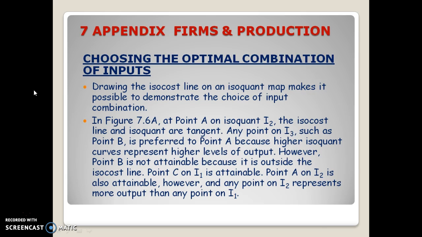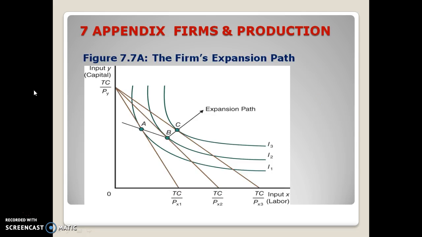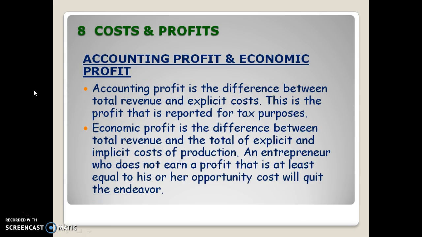Now let's focus our efforts on the cost of production of a firm. When we look at the cost of production with the firm, you'll notice that we're going to be looking at how firms will make profits. Now, we can make profits in two different ways, with accounting profit and economic profit.